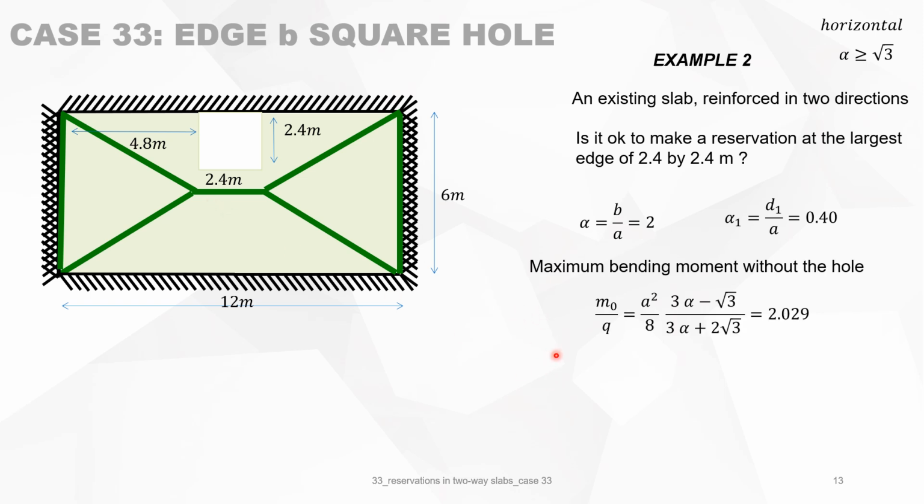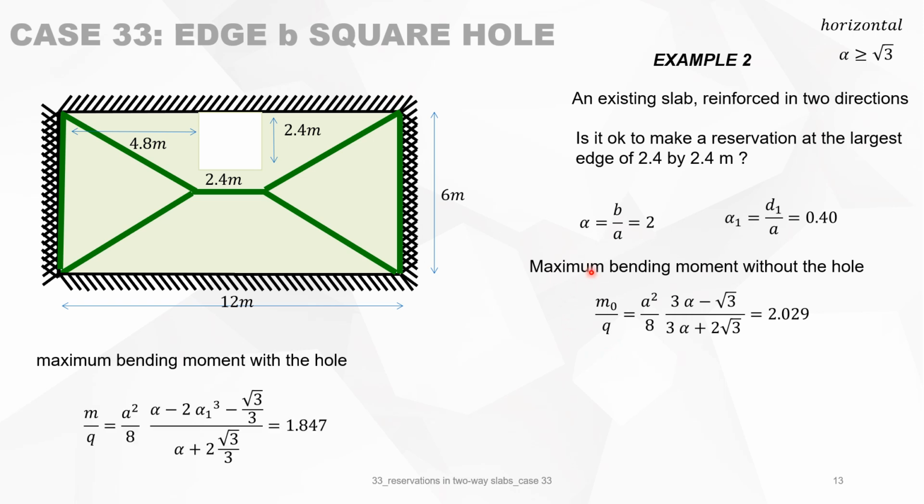We know the maximum bending moment without a hole, without reservation, and we divide this maximum bending moment by the total load, because we do not know the load, so we want it out of our equations. Then m0 over q is equal to this, and we can calculate that because we know what alpha is. So we have 2.029 from this quantity. And the maximum bending moment with the hole is then equal to 1.847 meter per meter.